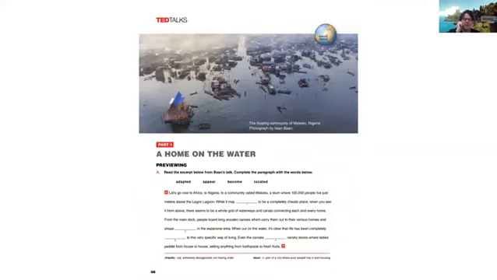And before we get to the TED Talk, okay, so a home on the water. So this is a floating community of Makoko, Nigeria, photograph, Yeungnam Bond. And this is what his TED Talk is going to be about. What they did, what he saw. It's actually very interesting.